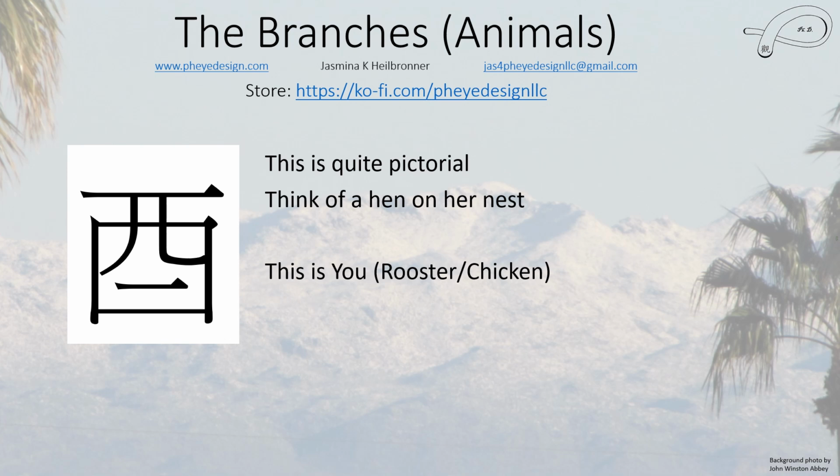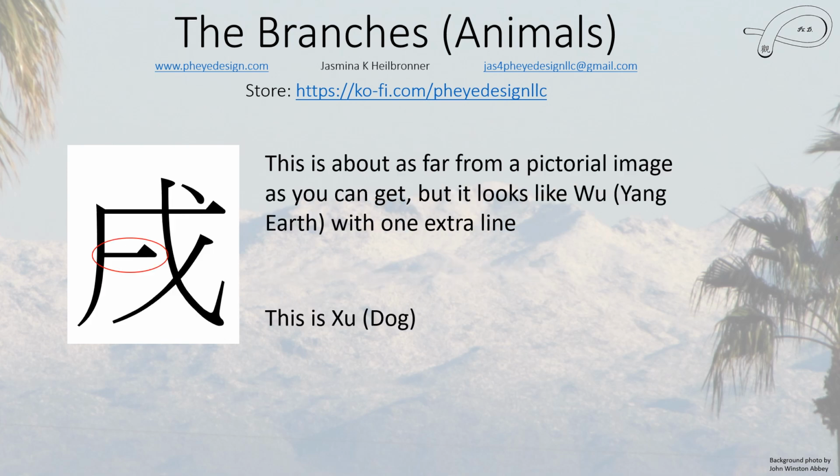Some people call it rooster, some people call it chicken. Now this one is about as far again from pictorial as you can get. It looks a lot like the Yang Earth, but it has this extra line. And this one is the dog.